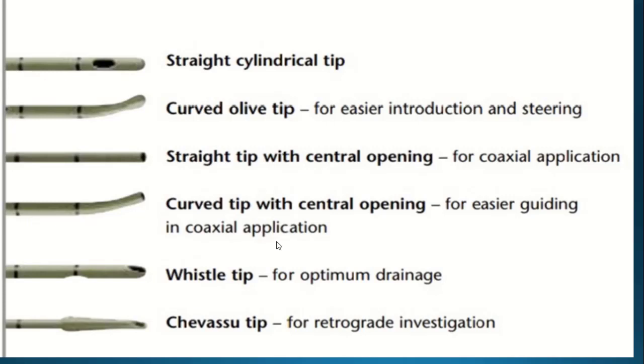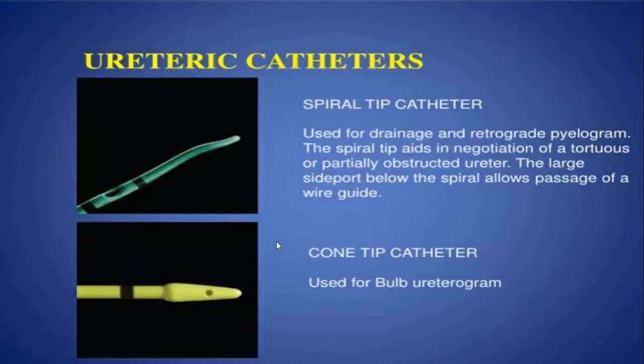First of all, straight cylindrical tip, and second one is the curved olive tip, which is used for easier introduction and steering. Straight tip with hole is available for coaxial application. Curved tip with central opening for easier glide and coaxial application. Second one is the whistle tip, which provides optimum drainage. And last one is the Chevassu tip, which is used for retrograde investigations.